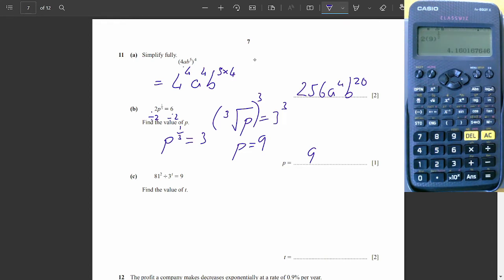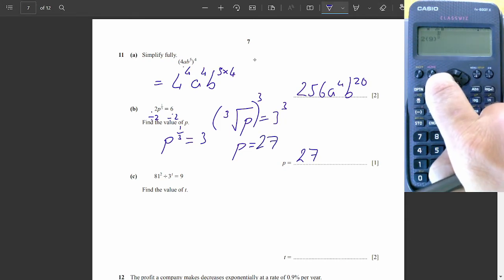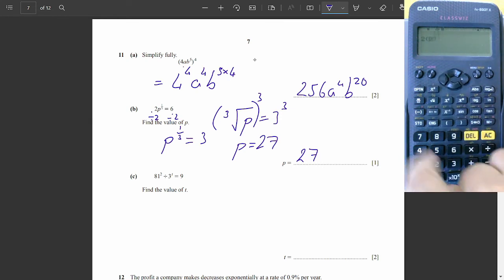And that is not right. We didn't get the right answer. Yes, because 3 cubed is not 9, of course. It's 27. You see, that's why you check your answers, so you don't lose marks making silly mistakes. Like I've just done. So let's correct that. The answer is not 9, it's 27. All right. Next question.